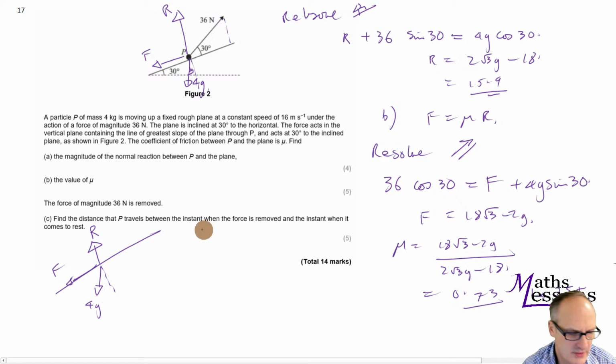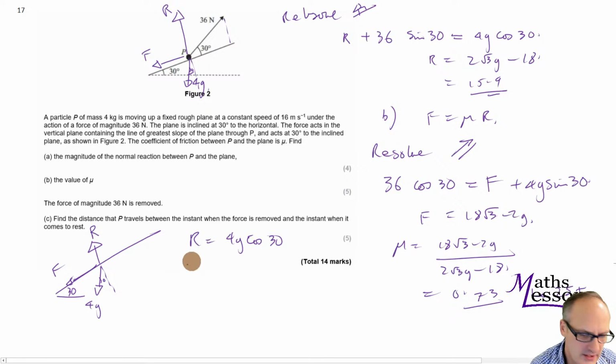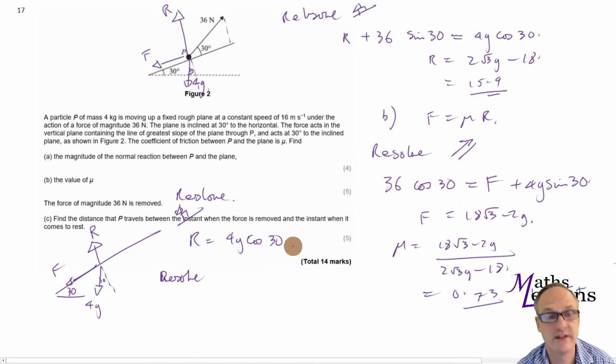Okay. So we get R is equal to just 4g cos theta. So 4g cos 30. Still at 30 degrees here. And this will still be 30 degrees, so the cos 30 there. And then if we resolve, so that was resolving perpendicular, wasn't it? Sorry, I didn't say what I was doing. That's really bad. Resolve perpendicular, we get that.